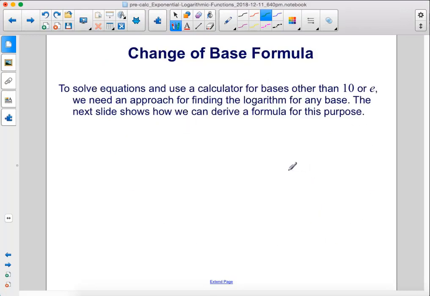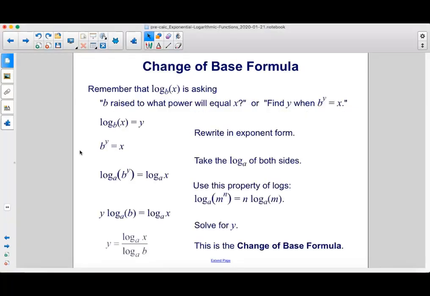To solve equations and use a calculator for bases other than 10 or e, we need an approach for finding the logarithm for any base. The next slide shows how we can derive a formula for this purpose. Remember that log base b of x is asking b raised to what power will equal x, or find y when b to the y equals x. So we start with log base b of x equals y. We're going to rewrite in exponent form. So b to the y equals x.